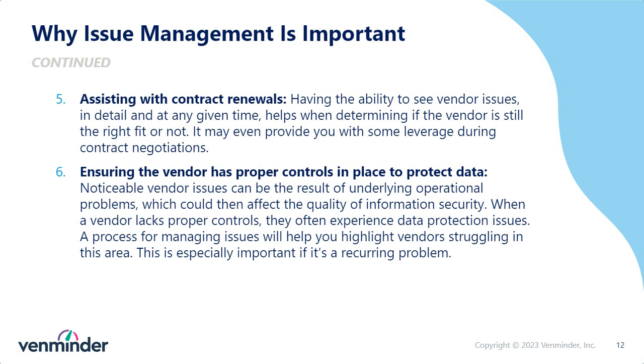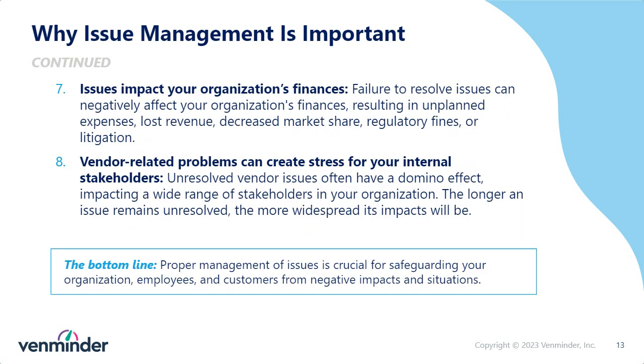Number 7, issues that negatively impact our organization's finances can include things like, hey, they missed an SLA 2 or 3 times. Now the problem's gotten bigger and we may be facing litigation or even regulatory fines, loss of customers because we didn't manage those issues.